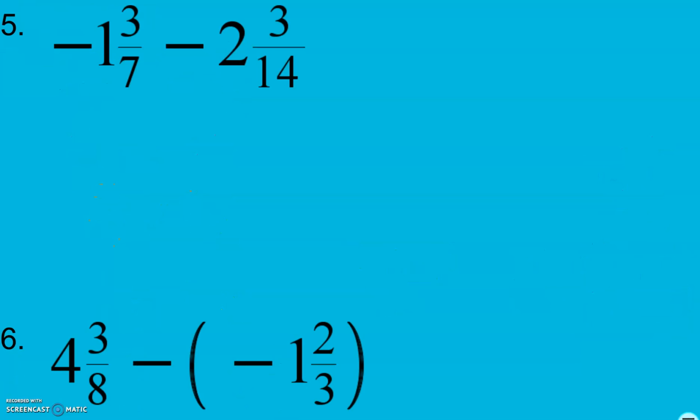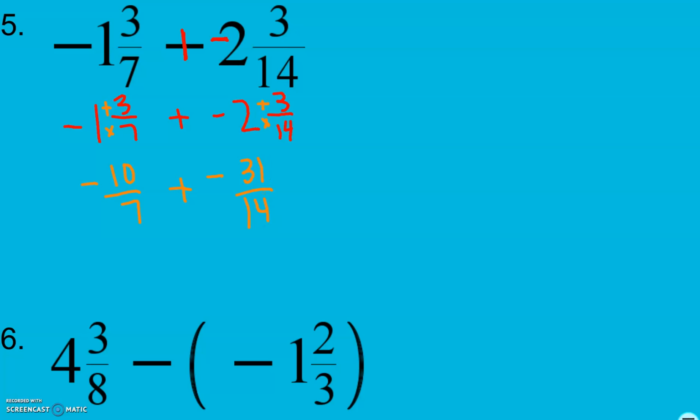Number 5, again, I'm going to change from subtraction to adding the opposite. So I have negative 1 and 3/7 plus negative 2 and 3/14. 7 times 1 plus 3 gives me negative 10 over 7 as an improper fraction, plus negative 14 times 2 plus 3, 31 over 14.